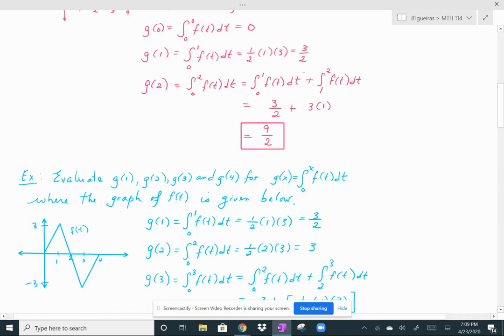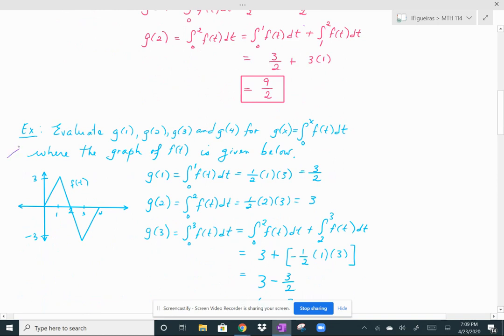Okay, so we're going to do a similar example here. We want to evaluate g of 1, g of 2, g of 3, and g of 4 for g of x equal to the integral from 0 to x of f of t dt. And f of t is drawn here on the left. So g of 1. G of 1 is the area from 0 to 1. This is, again, a triangle. And remember, the formula for the area of a triangle is 1/2 base times height, which is what you see here. 1/2, the base is 1, the height is again 3, so I have an area of 3/2.